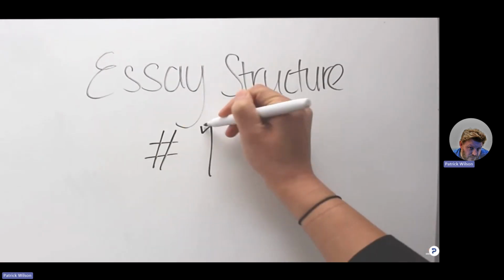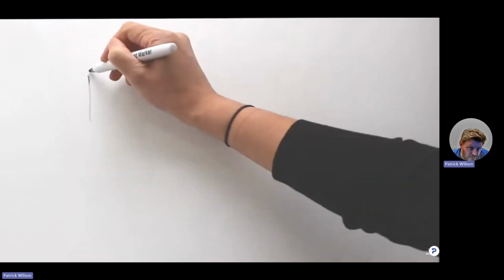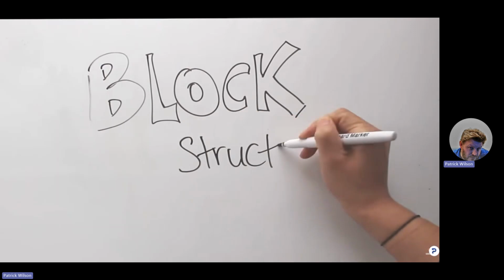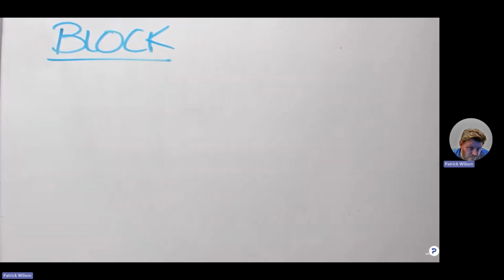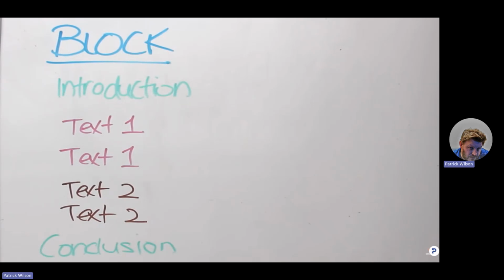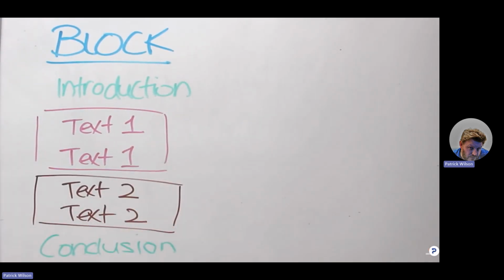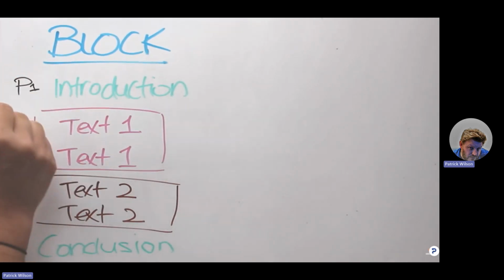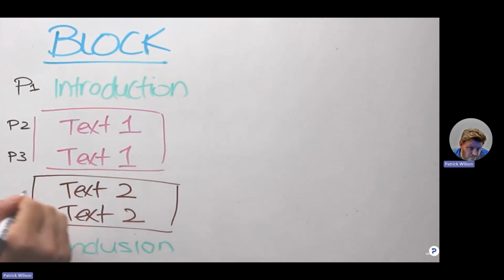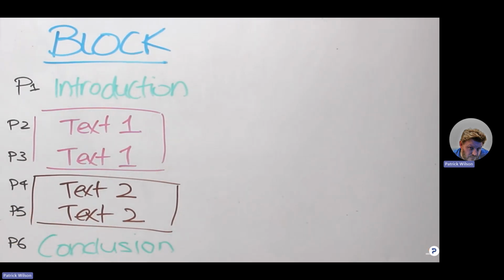So, essay structure 1. Let's do this. This structure is quite popular and you may know it, and it is known as a block structure. So what exactly is a block structure? The reason why this is called a block structure is because it's literally placing your text and discussing them in blocks. I'm just going to write down paragraph 1, 2, 3, 4, 5, and 6 on the left-hand side so that it's clearer for you how this would look in an essay.